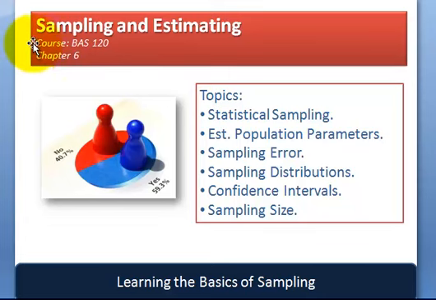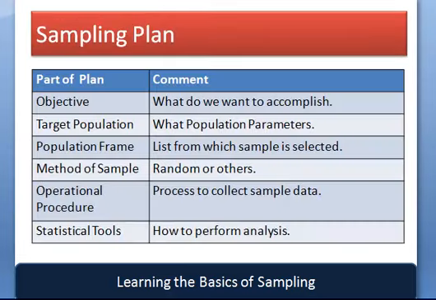We're going to talk about Chapter 6, Sampling and Estimating. We're going to talk about how folks do statistical sampling. The whole goal of it is to estimate what the population parameters are. We're going to talk about sampling error. Anytime we take a sample of something, inherently there's going to be an error, and how do we control that? We're going to talk about sampling distributions, confidence intervals, and how to determine a sample size that's appropriate.